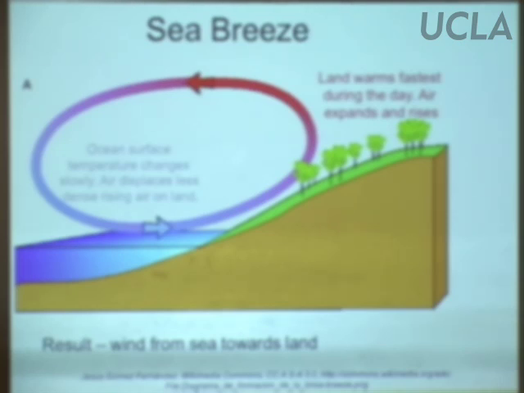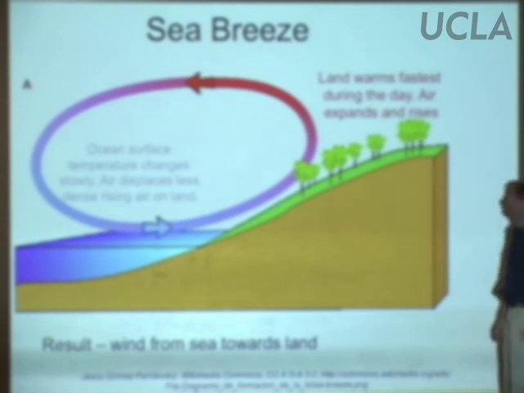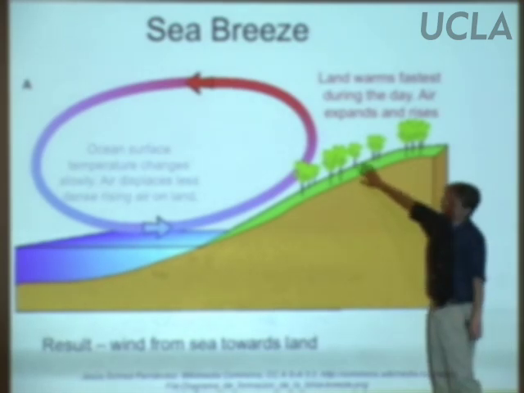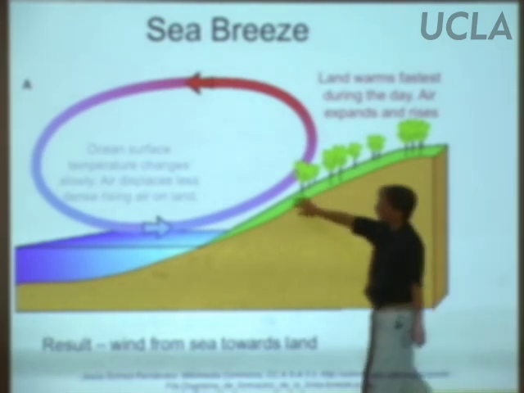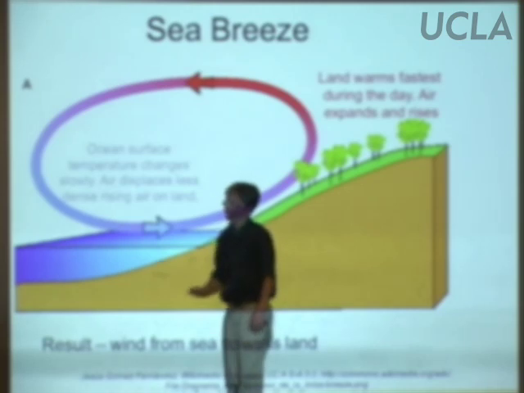It doesn't require an ocean. It's very common for communities on the shore of a lake, for instance. Any relatively large body of water can set up a sea breeze or a lake breeze, or even perhaps a river breeze. And the basic idea here is imagine that we have a nice sunny day, and the sun's falling down on the land surface and it's falling down on the ocean surface.